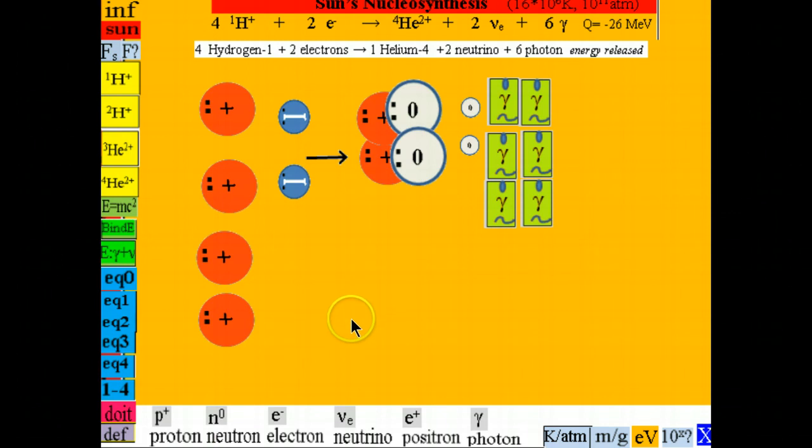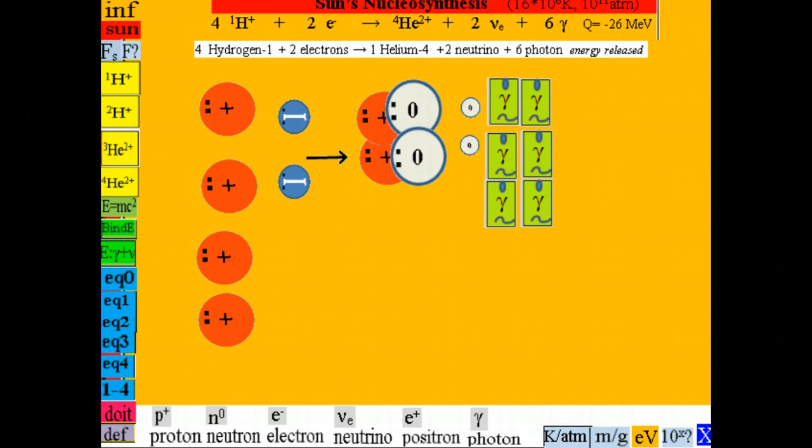Please do now the following. Think about the masses on both sides of this nuclear physical equation. You have mass of 1 proton, 2 protons, 3 protons, 4 protons. In addition, you have the mass of 2 electrons. And you end up with a mass of a helium-4 nucleus. You also end up with 2 neutrinos, which also have mass, and you end up with 6 photons that have no mass but energy.